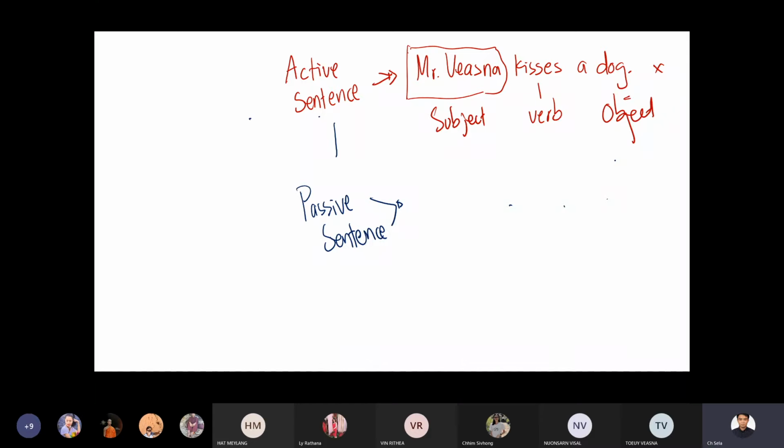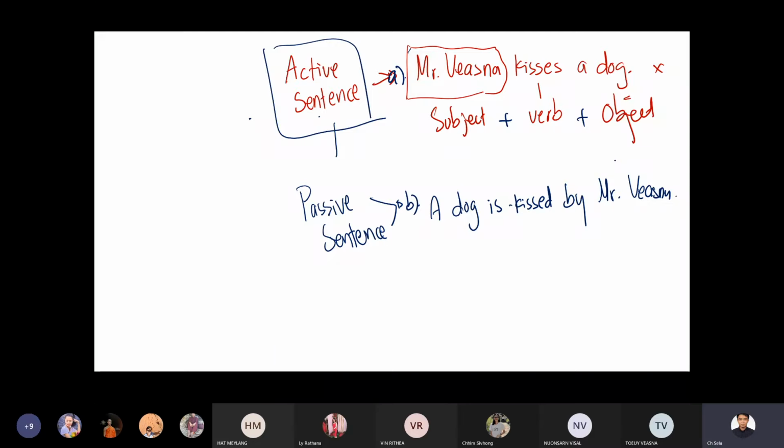If you change this one, Mr. Wisnai kisses the dog, to a passive sentence, you have to do it like this. A dog, okay? You add is, and then kiss becomes verb 3, by Mr. Wisnai. The same meaning. This one is A, this one is B. So sentence A and sentence B have got the same meaning. One is called an active sentence, and the second one is called a passive sentence.